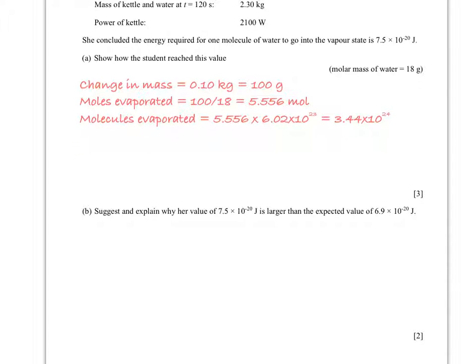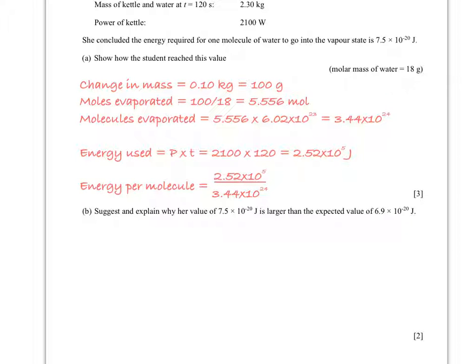To work out the energy per molecule, we need the total energy that's gone. So total energy is power times time. So 2,100 times 120 gives 2.52 times 10 to the 5 joules, and then it's simply a matter of energy per molecule. 2.52 times 10 to the 5 divided by 3.44 times 10 to the 24 gives us 7.53 times 10 to the minus 20 joules.